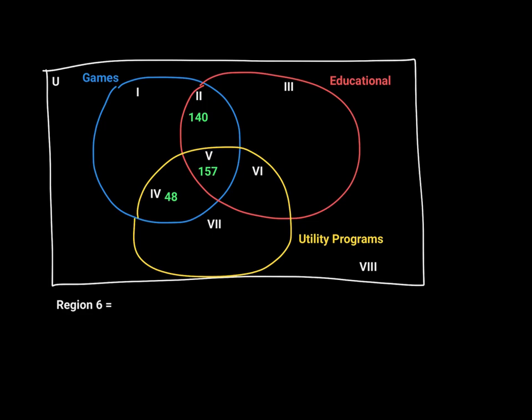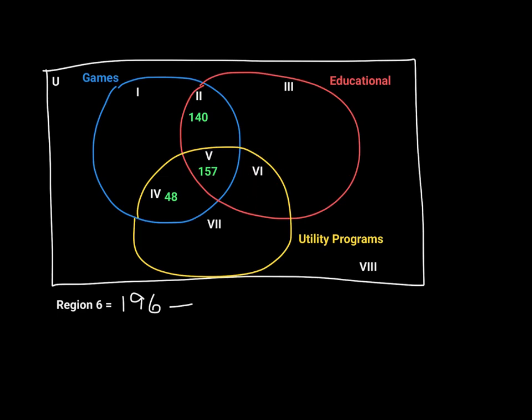Now, Region 6 here represents those customers that purchased educational and utility programs only, right? That's what we're looking for. All right, let's look at the given information. Educational and utility programs only. All right. We are told that 196, let me write that down, 196 customers total purchased educational and utility programs only.